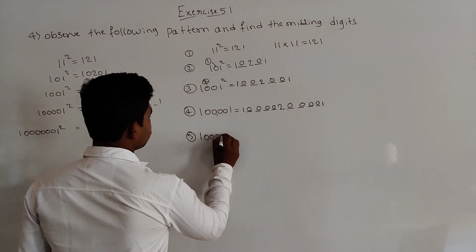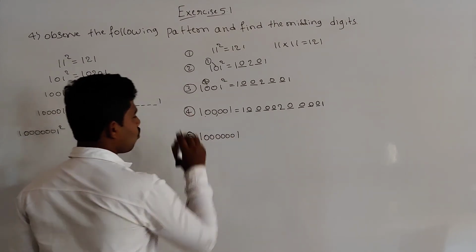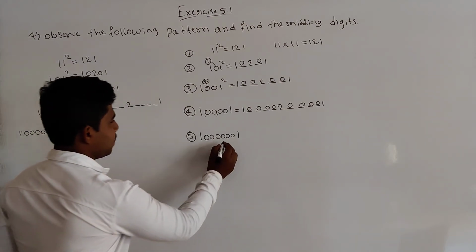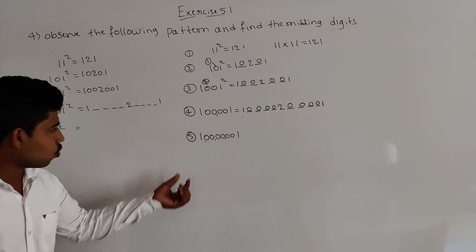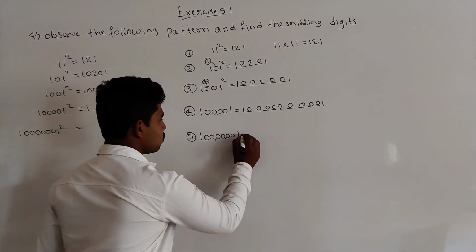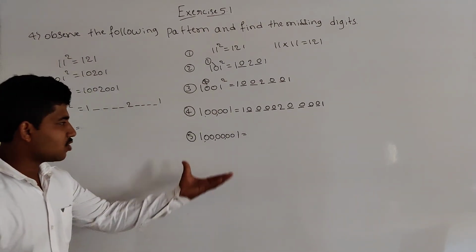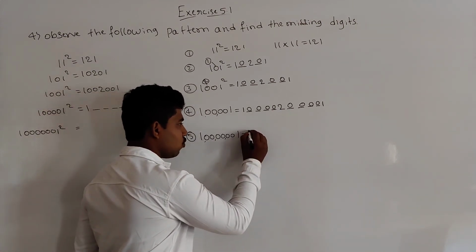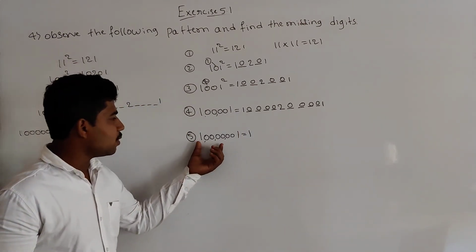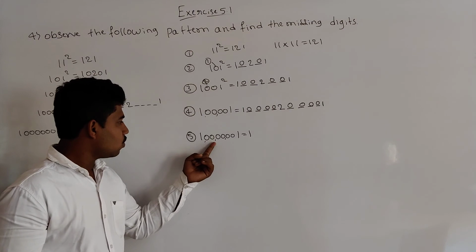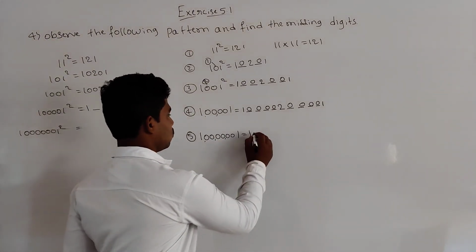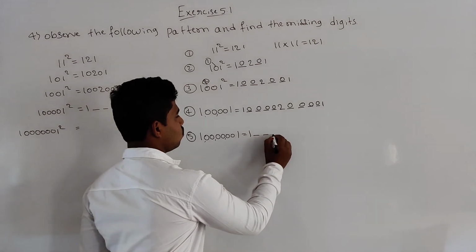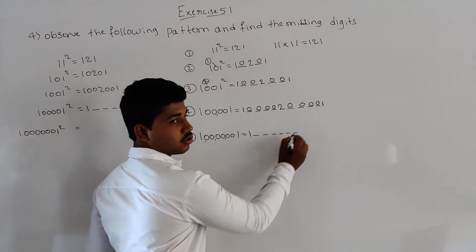There are 6 zeros in between the 1 and the 1. The 1 crore 1. Already you know that the 11 square means 121. First you write the 1. How many zeros are in between the 1 and the 1? 1, 2, 3, 4, 5, 6. There are the 6 zeros. 1, 2, 3, 4, 5, 6.